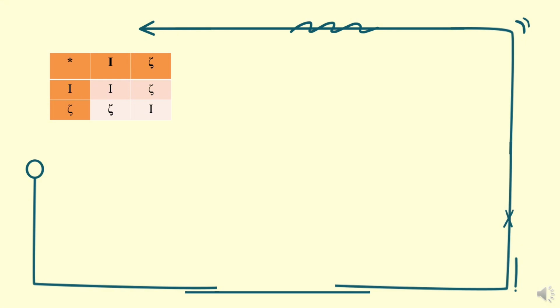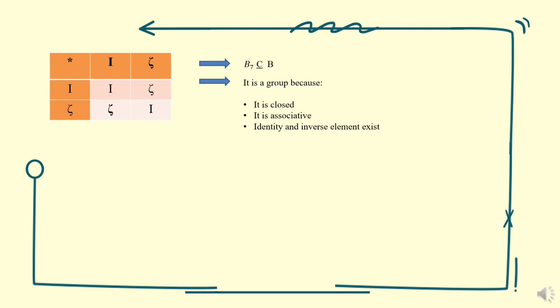Next, the set of Roman numeral I and delta is a proper subgroup under the binary operation star. So B7 is a proper subgroup of B. It is a group because it is closed, it is associative, and identity and inverse elements exist.